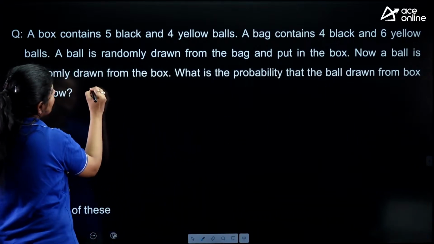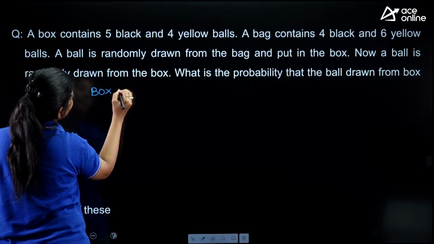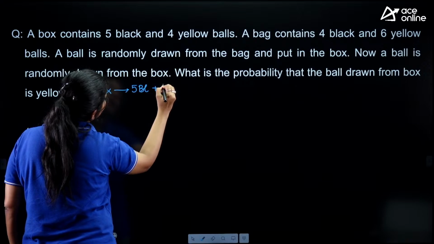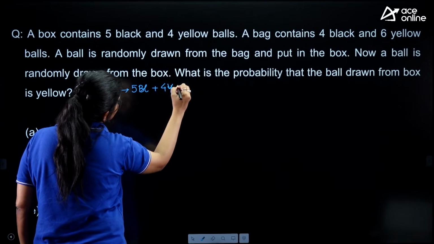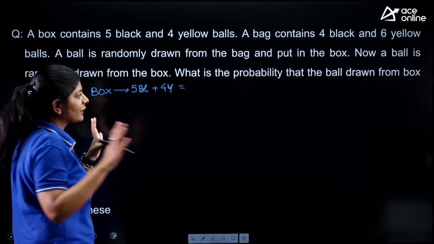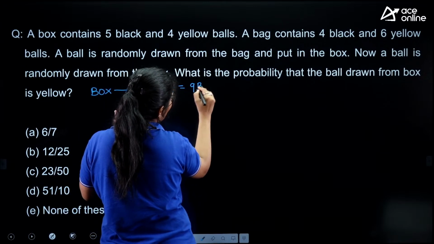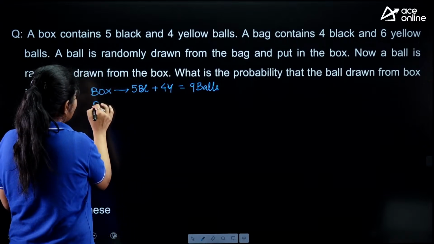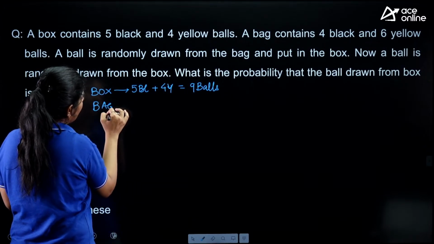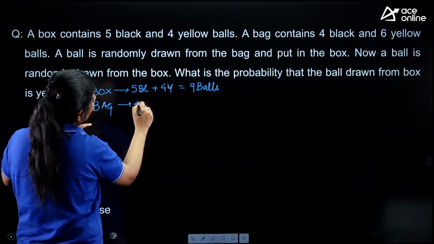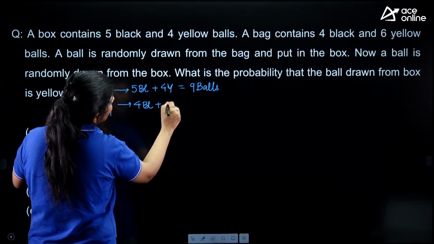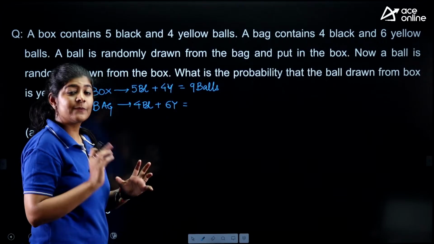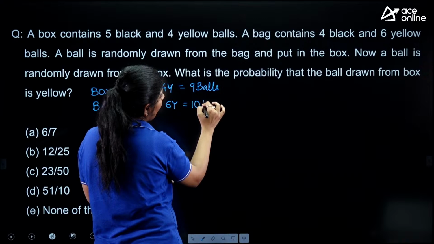So the question is saying that I am having a box, right? In this box, I am having 5 black and 4 yellow balls. That means in total, irrespective of colors, I am having 9 balls. I am having one bag as well, right? In the bag, I am having 4 black and 6 yellow balls. The total number of balls irrespective of their colors is 10 this time.